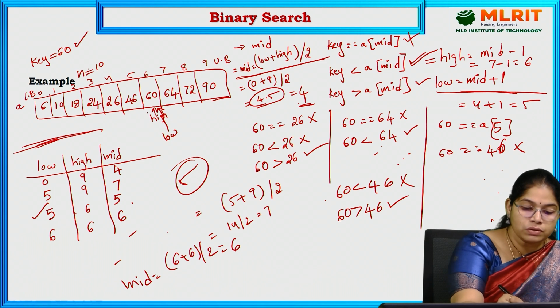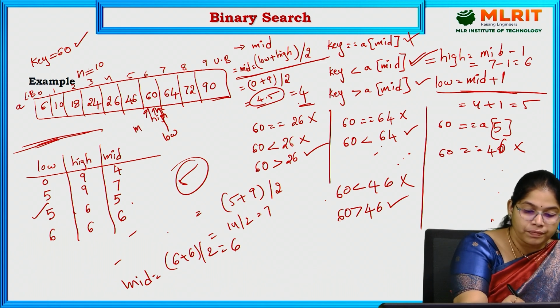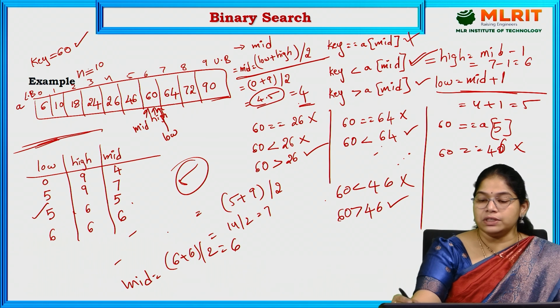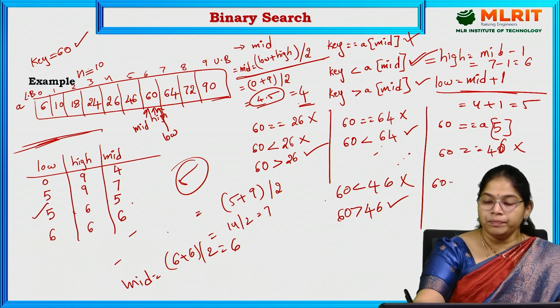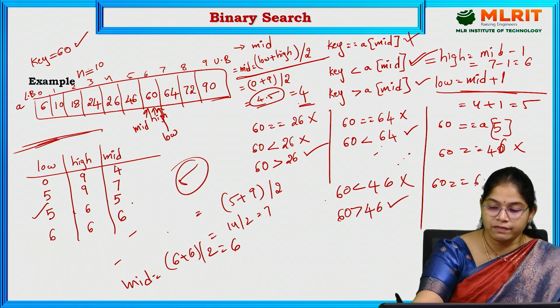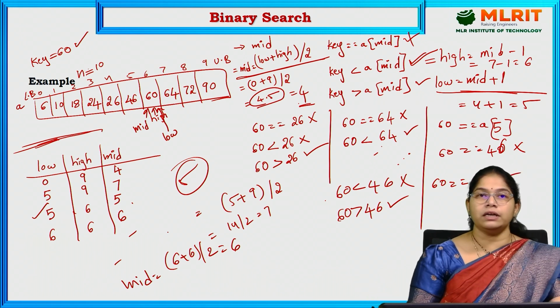So mid is also at 6. Now again go with the 3 conditions, that is, key equal to A of mid. So is key 60 equal to A of mid? A of mid is A of 6. In A of 6 we have 60. Yes. Now the condition is true.